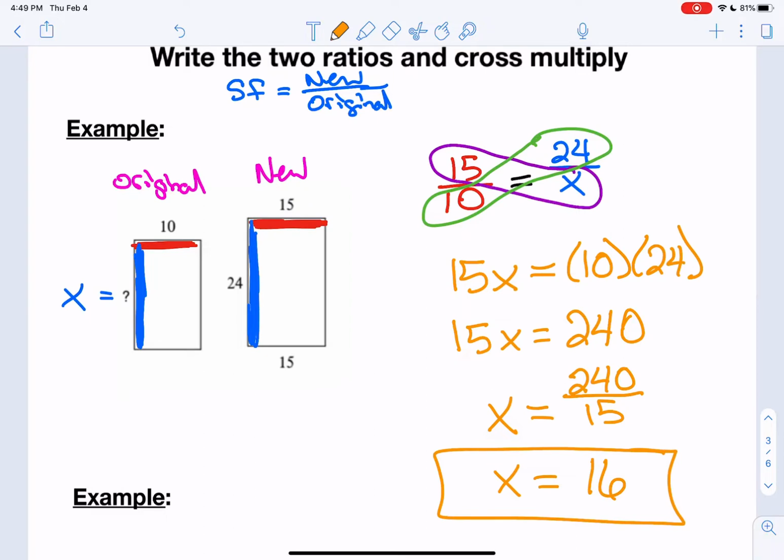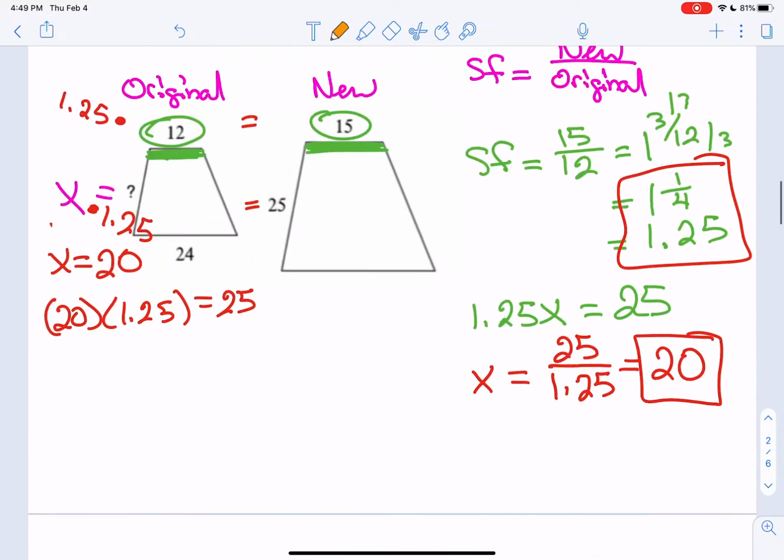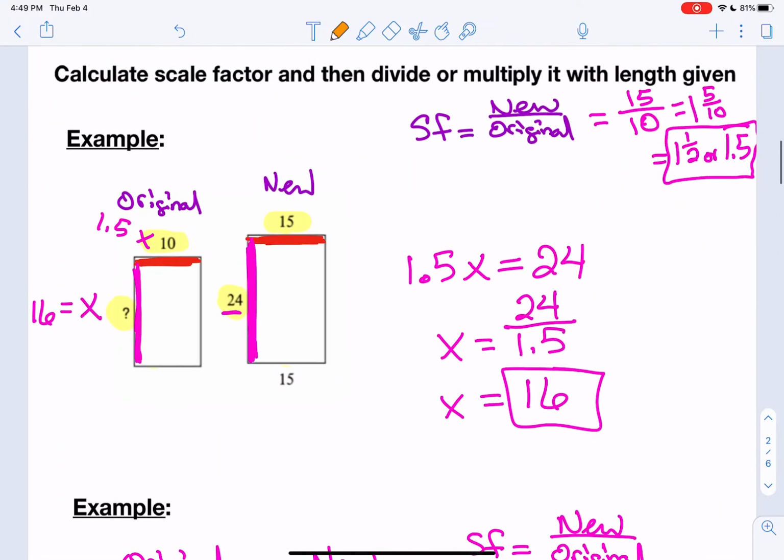Okay, so you can set up your two ratios, which are your scale factors, right? Your new over original. Pick two sides, write your two ratios, and then cross multiply and solve. You will notice x equals 16, and in our first example, that's the same answer we got. X equals 16. Okay?